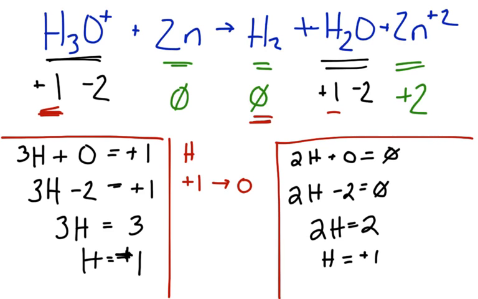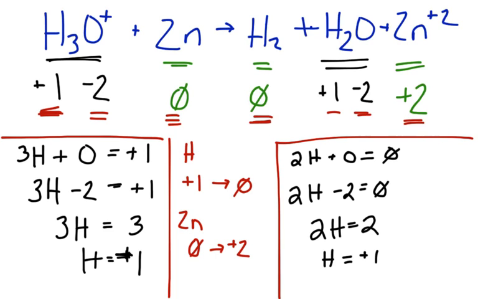So now look at my oxygen. My oxygen's a -2 here, it's a -2 here. Nothing changes. I'm not worried about him. Now look at my zinc. My zinc is a 0 here, he's a +2 here. He changed. So zinc went from 0 to +2. So with zinc going from 0 to +2, hydrogen goes from +1 to 0, I know it's a redox reaction. I know that there has been a change in oxidation numbers, electrons have moved somewhere.